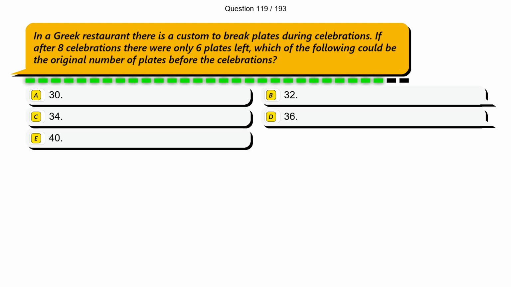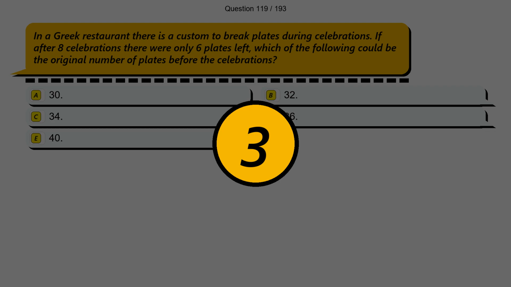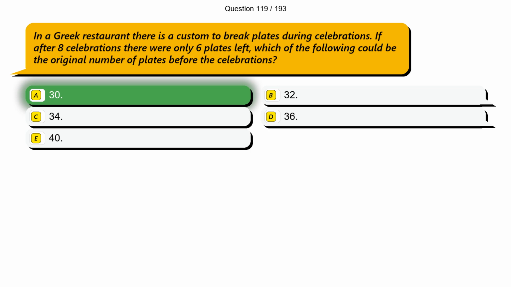Question 119. In a Greek restaurant there is a custom to break plates during celebrations. If after 8 celebrations there were only 6 plates left, which of the following could be the original number of plates before the celebrations? Option A, 30. Option B, 32. Option C, 34. Option D, 36. Option E, 40. The correct answer is option A, 30.